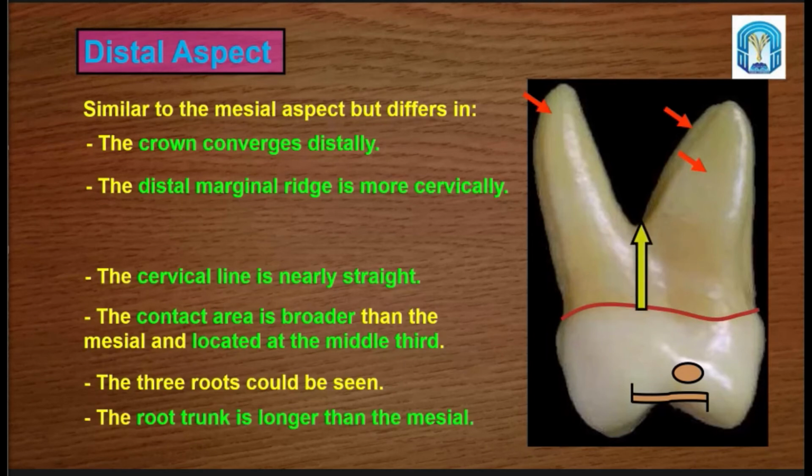The root trunk is longer than the mesial. On the mesial side, the root trunk is a little bit smaller. On the distal side, the furcation area is a little bit far, so the root trunk is a little bit bigger. Four cusps can be seen from this side. Why? Because the distal roots, distobuccal and distolingual, are smaller than the mesiobuccal and mesiolingual. So you can see the smaller roots as well as the bigger roots behind. All the cusps can be seen from this side.